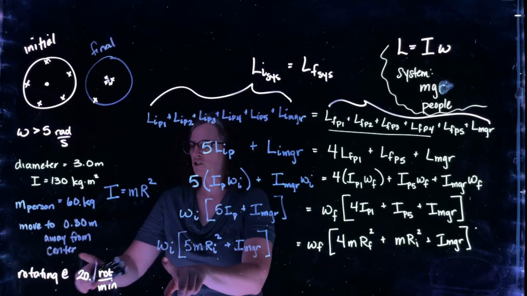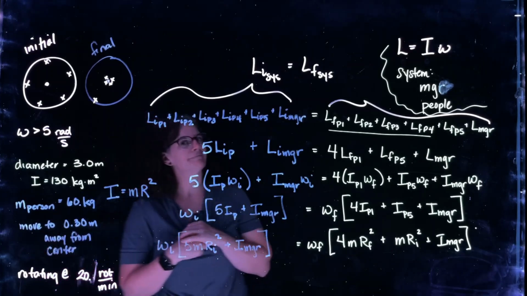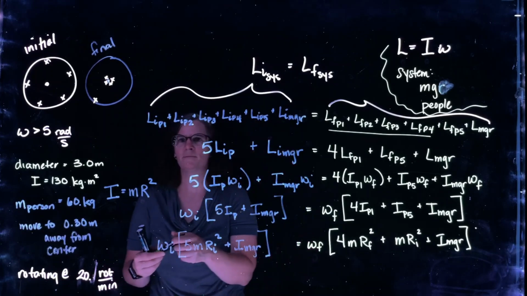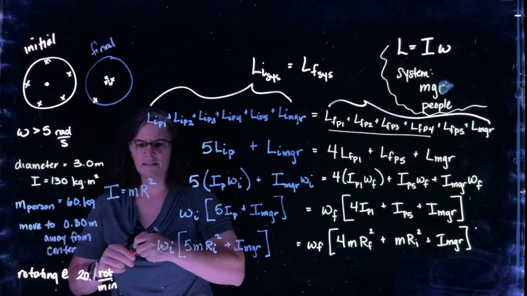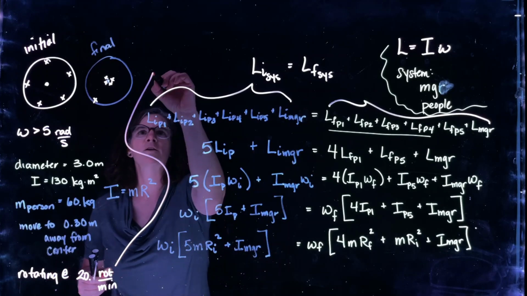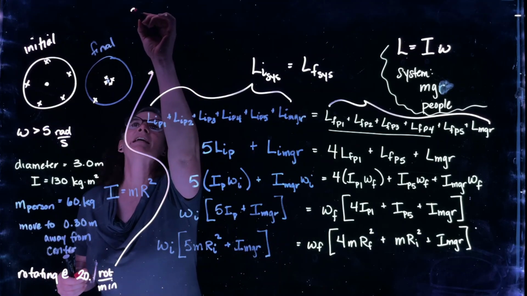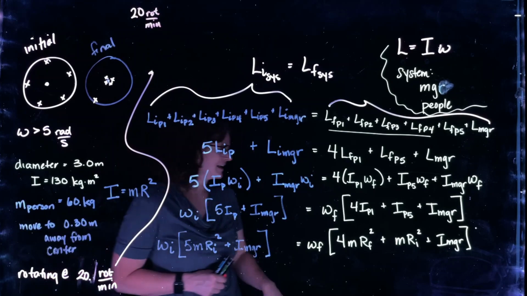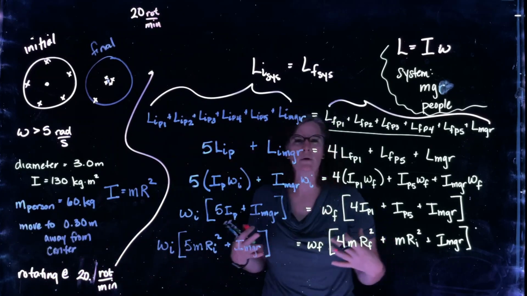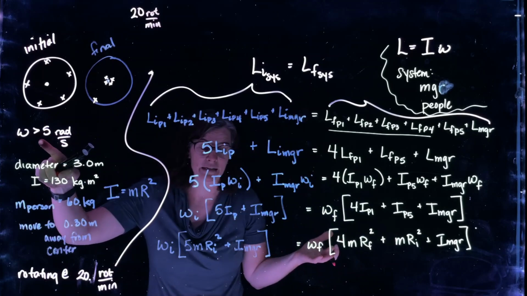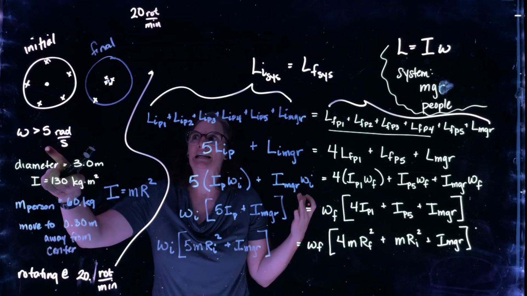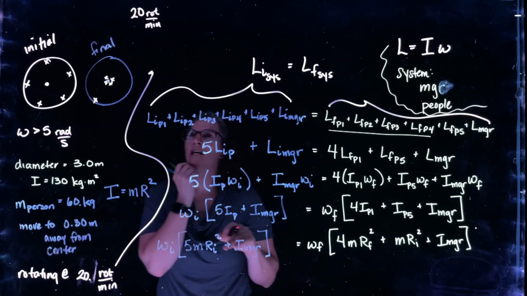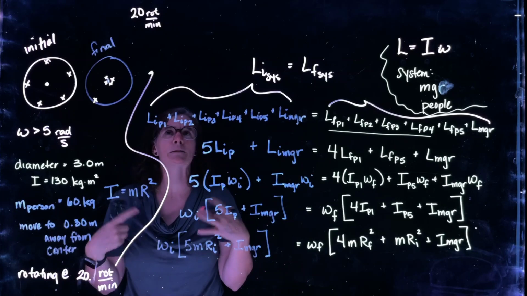So we have our initial angular speed, which is given as 20 rotations per minute. Do I have enough room? I don't think I have enough room down there. So I'm going to scoot this up top. I have a little more space. We know that 20 rotations per minute, we need our angular speeds in radians per second. We don't need them in radians per second, but we're assessing, is this situation going to be enough to get us to that 5 radians per second mark? So we've got to figure out what our initial angular speed is in radians per second.